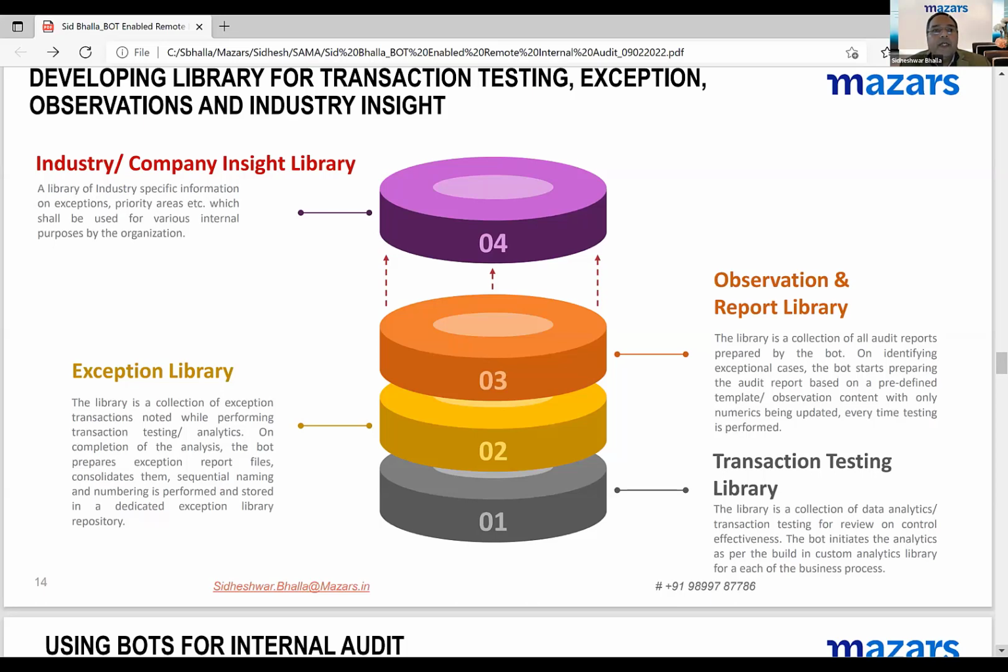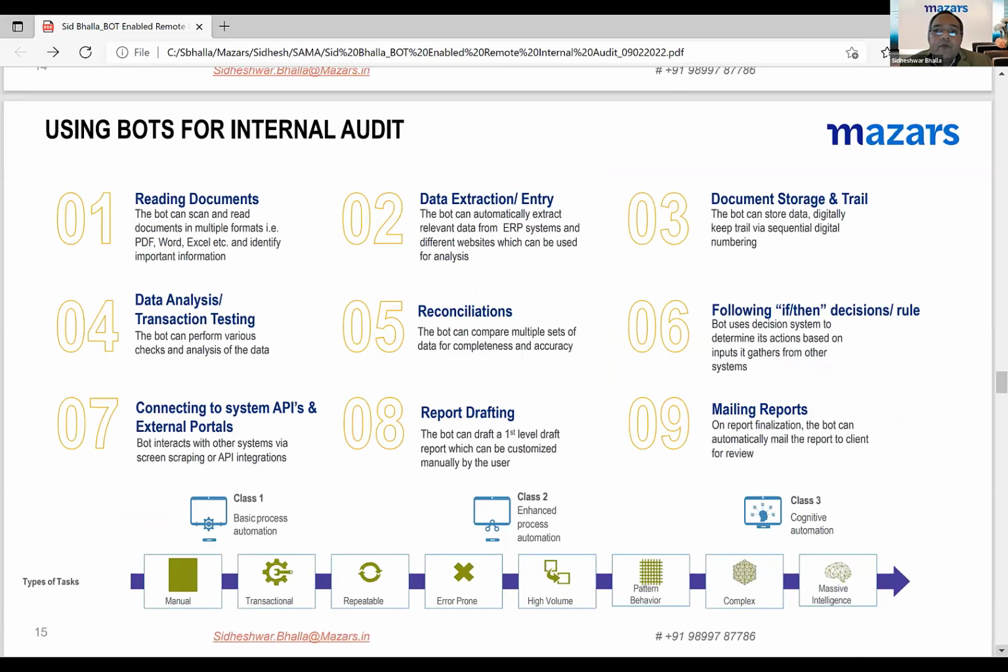Now, using bots for internal audit, reading documents, using OCRs, whether in different formats, PDF, Word, Excel, all of that, you can configure and make the bot intelligent by feeding certain types of queries, by giving instructions that this is how it has to do. Extraction of data from multiple ERPs, different websites.